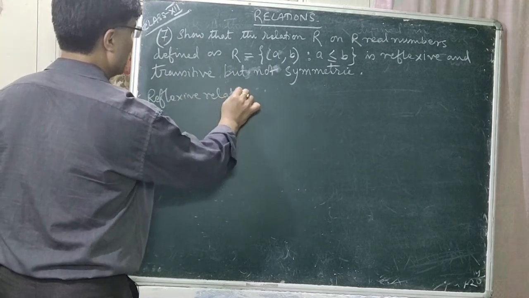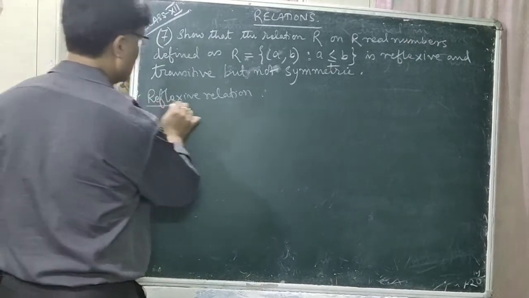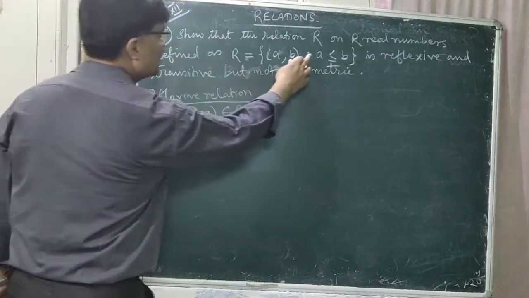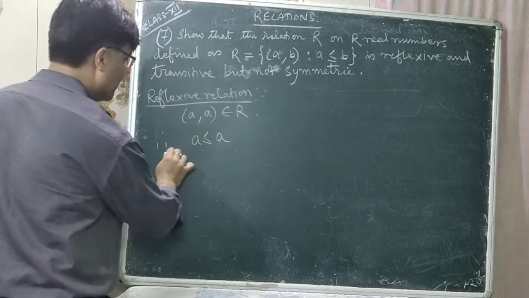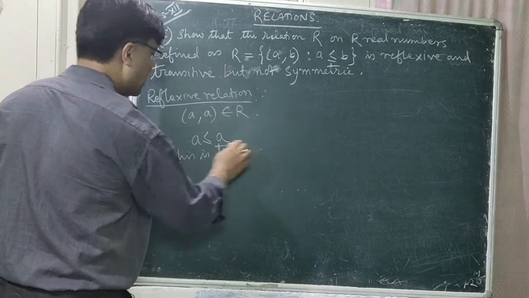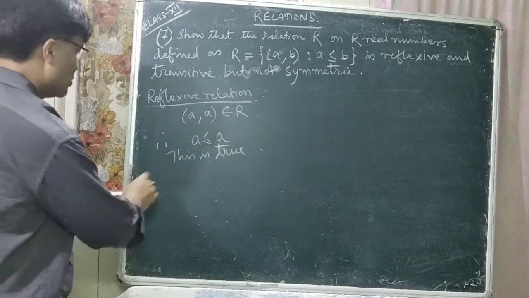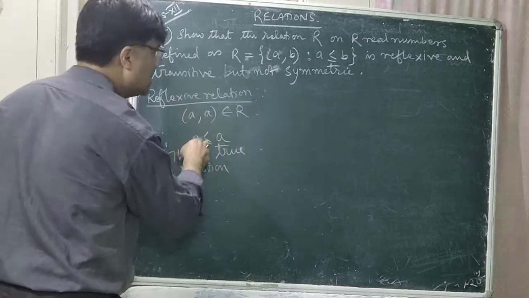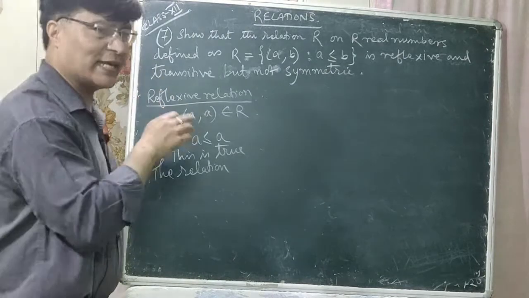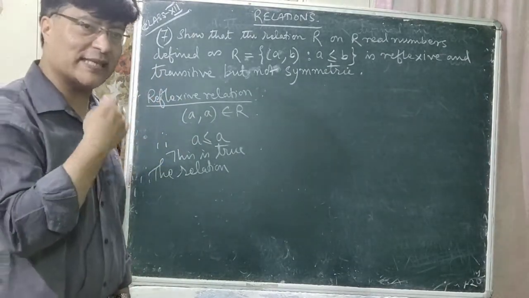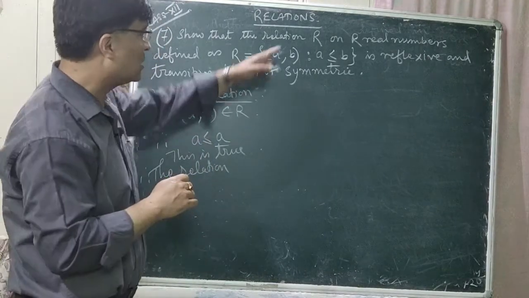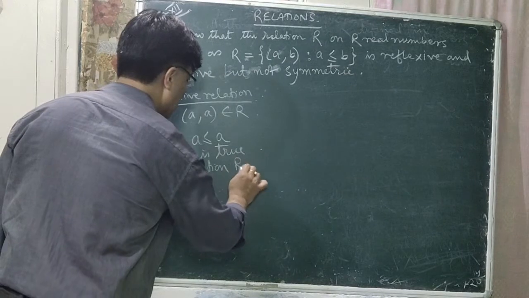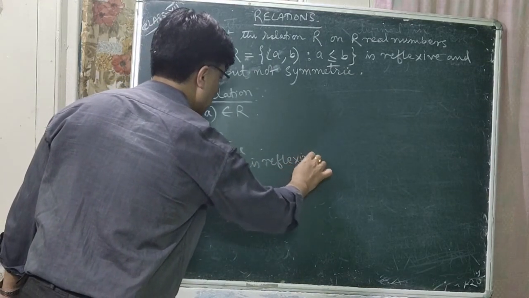Okay, so now for reflexive relation, you have to check that (a, a) should belong to the relation R. Here in this case, a is less than or equal to a. Yes, this is true, because a is equal to a is also given here. If it were only less than, A is not less than itself, so that would not be a reflexive relation, but the equal-to relation is also given there. So a is equal to a, this is true. So the relation R is reflexive.